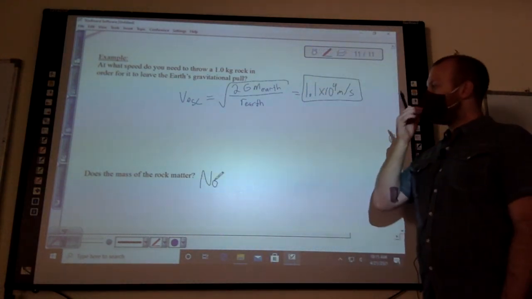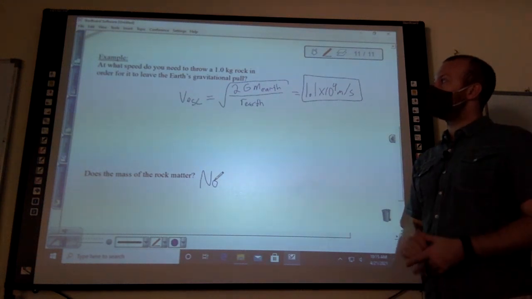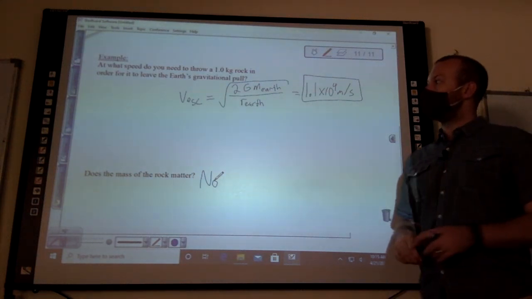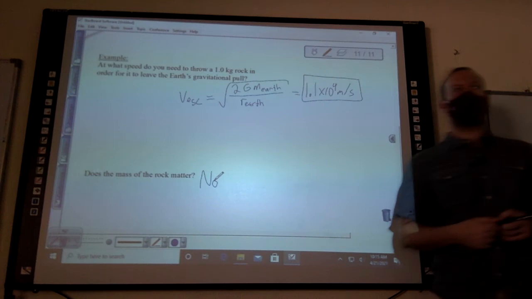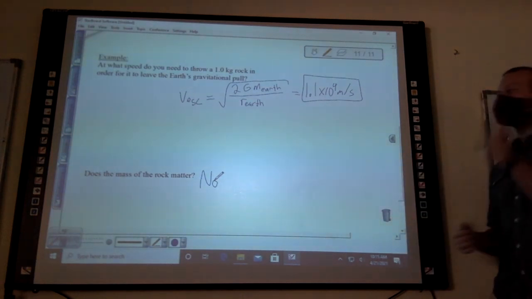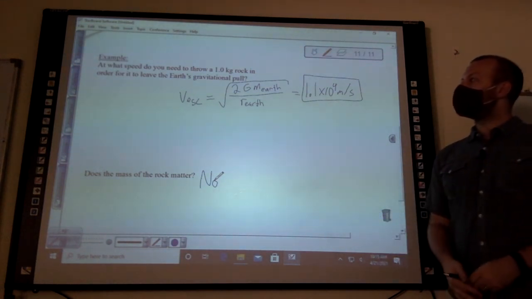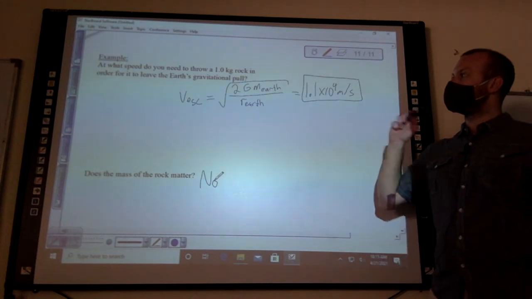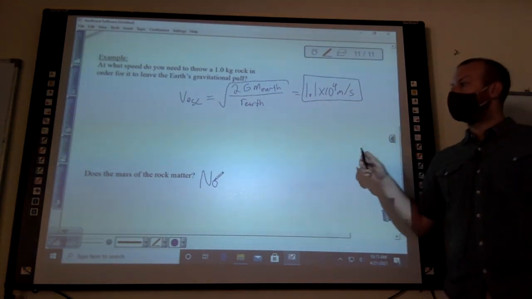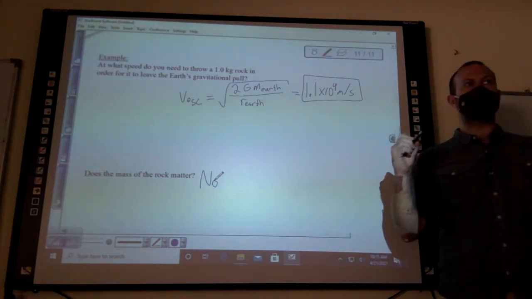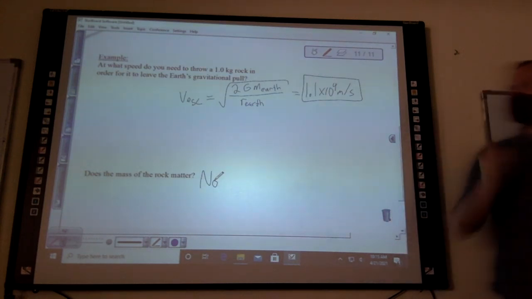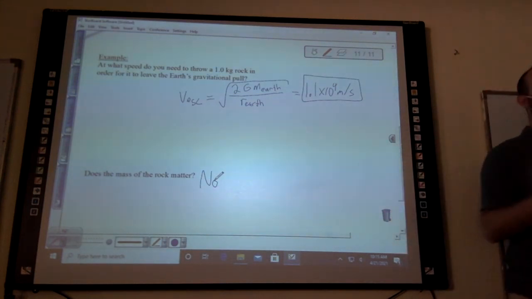But if I wanted to have a bigger object to throw upwards, I would need to give it a bigger amount of energy. So even though the mass itself doesn't matter, if I wanted to figure out how much energy I need to launch something with, I would have a bigger amount of energy. So yes, it does take more energy to get something up, but the velocity doesn't matter.